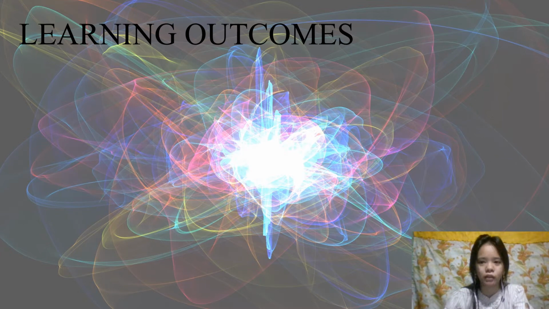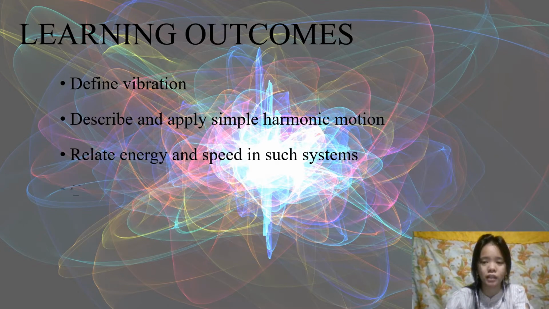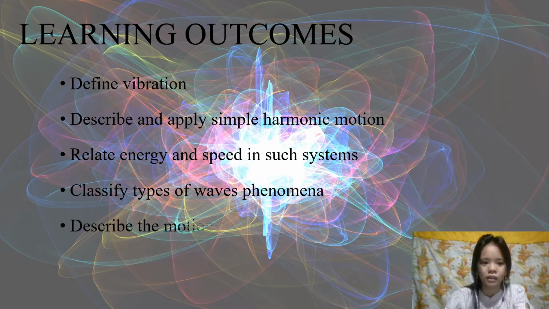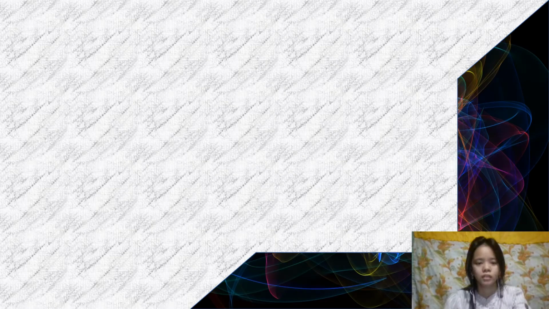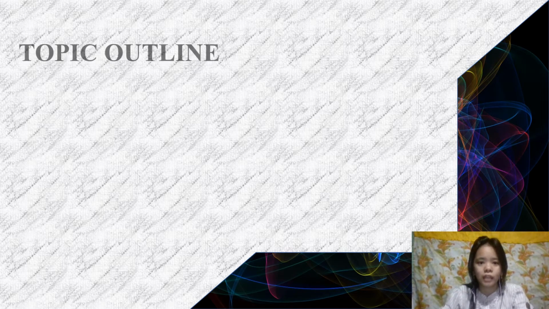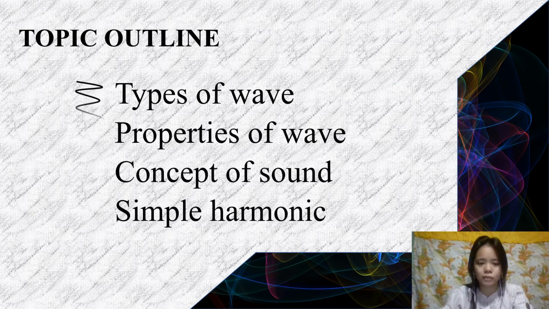So, learning outcomes: define vibration, describe and apply simple harmonic motion, relate energy and speed in such systems, classify types of wave phenomena, describe the motion of a simple pendulum, and solve simple problems for simple harmonic motion. So, our topic outline: types of wave, properties of wave, concept of sound, and simple harmonic motion.